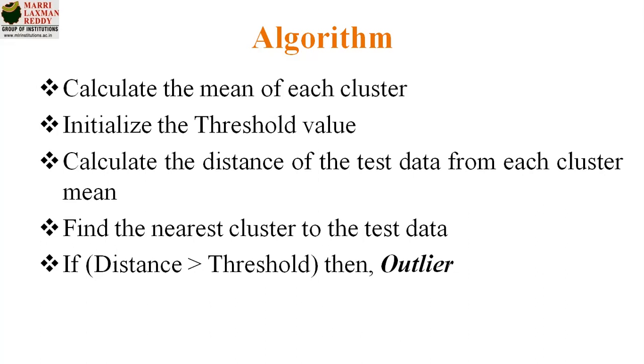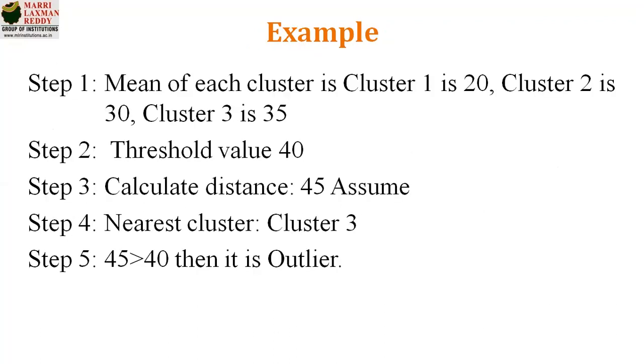In step 5, you can see if the distance value obtained between the data points and the mean of the cluster is greater than the threshold value, then it is considered as an outlier. The last point of step 5 is very, very important, because here only you are going to differentiate what is a point belonging to a cluster and what is a point which is not belonging to a cluster. So if the distance value is greater than the initialized threshold value, then it is considered as an outlier. Next, we'll look into a small example with some data points, to see what an outlier is.